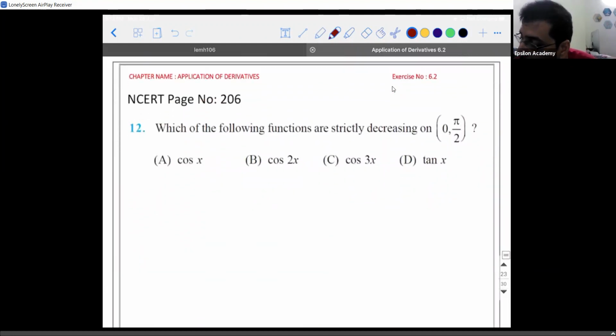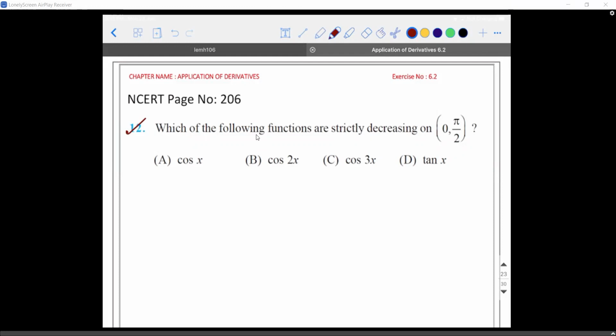Next. Which of the following functions are strictly decreasing on 0 to pi by 2? Do it fast. I know the answer. Let's see who is able to answer first.